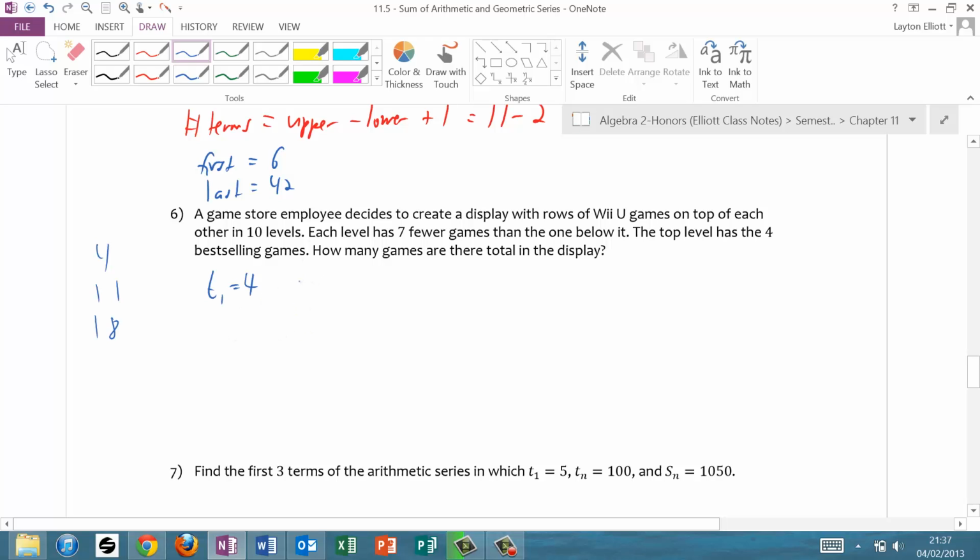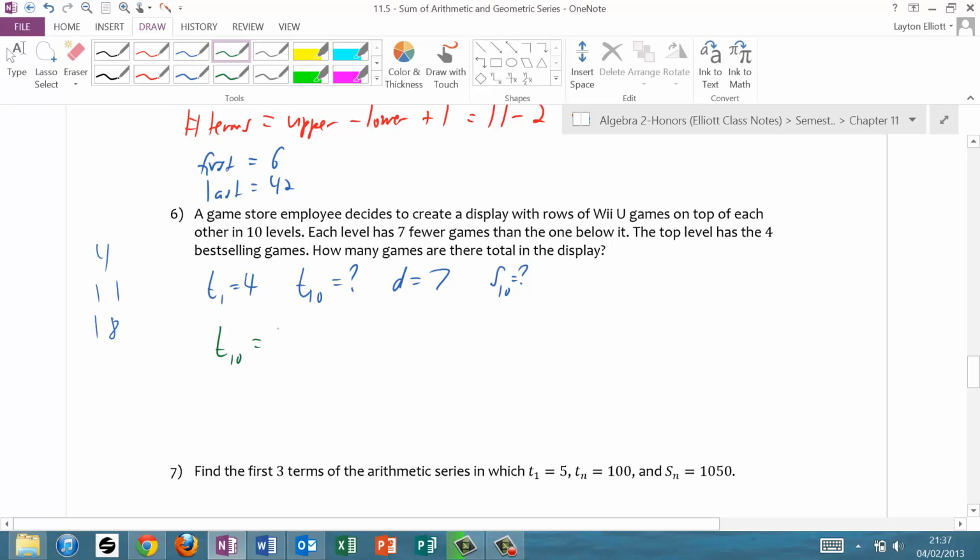We want 10 levels, and so I want to figure out what T of 10 is. I want to figure out how many games are on that 10th level. But I also know the common difference: I'm adding 7 every time to generate this sequence. 4, 11, 18, common difference is 7. And I want to figure out how many total games there are on the display, so I'm actually looking for S of 10. I don't know T of 10, I don't know S of 10. Let's do T of 10 first, since I need it for S of 10.